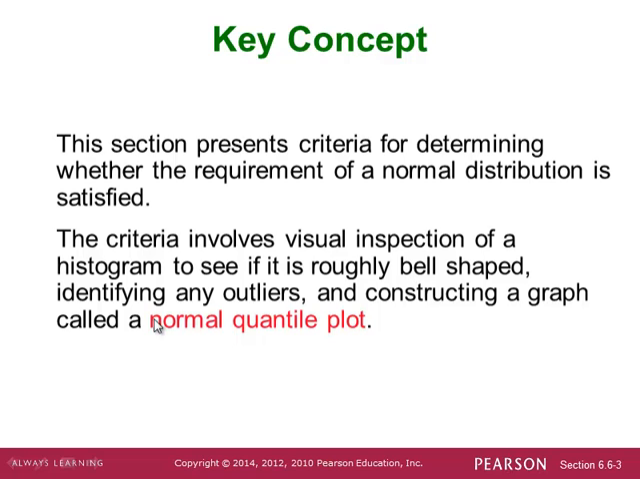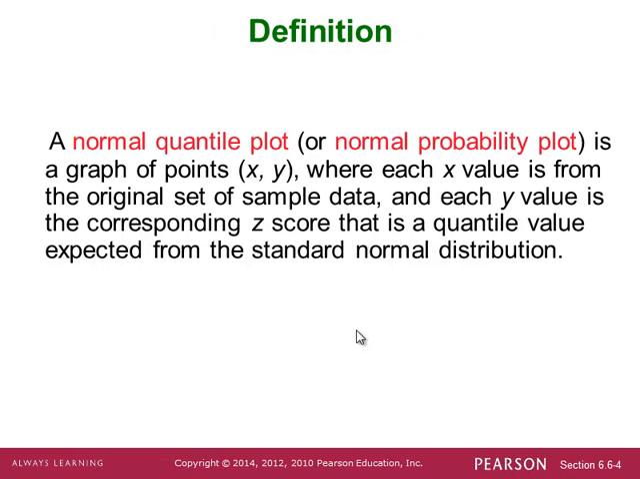Visual inspection of a histogram to see if it's roughly bell-shaped. Well, that's one way of doing it. You get your set of numbers and you construct a frequency distribution followed by a histogram. And if it has a roughly bell-shaped aspect to it, then that's one way of identifying it. Here's yet another way: constructing what we call a normal quantile plot, sometimes called a QQ plot, as another way of determining whether the data are somewhat normal.